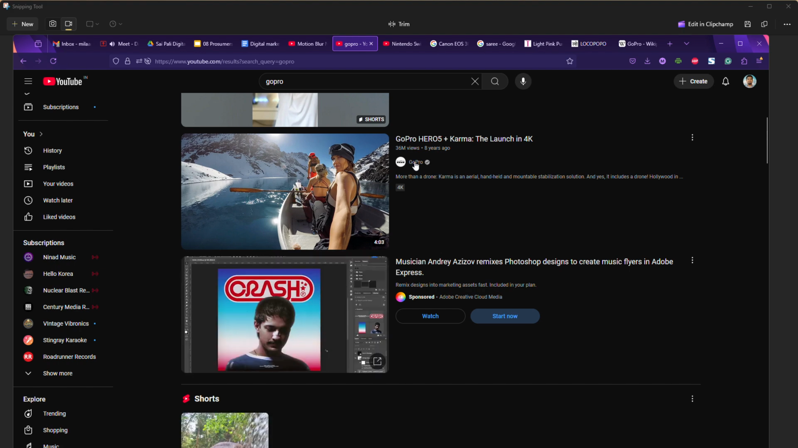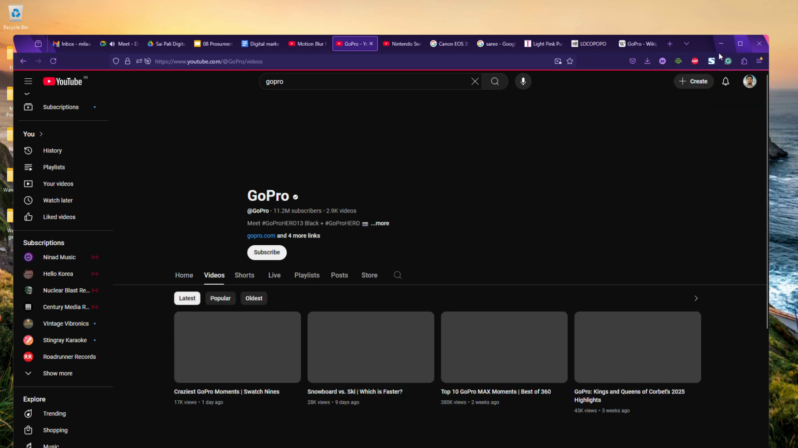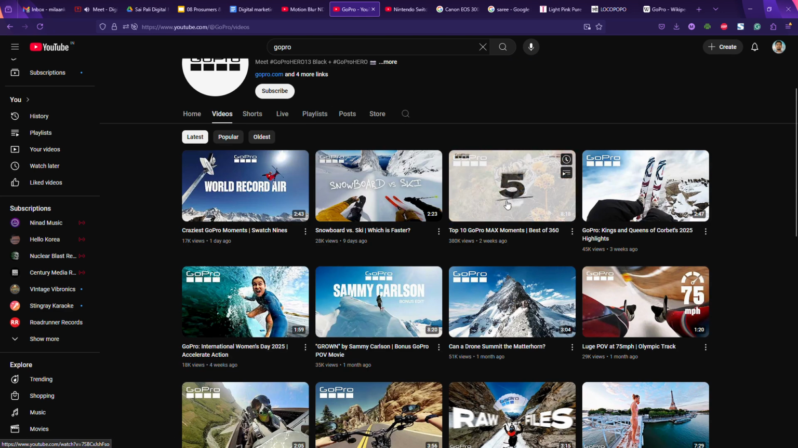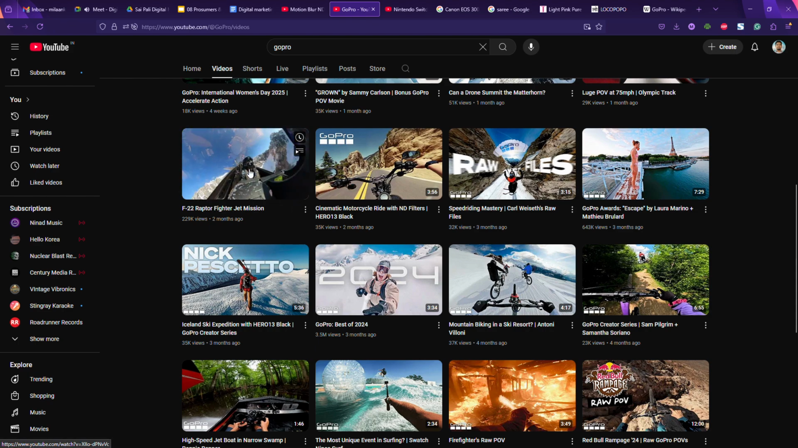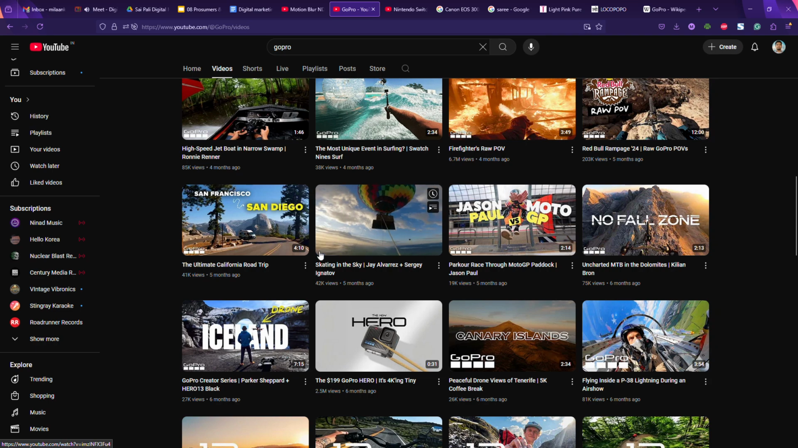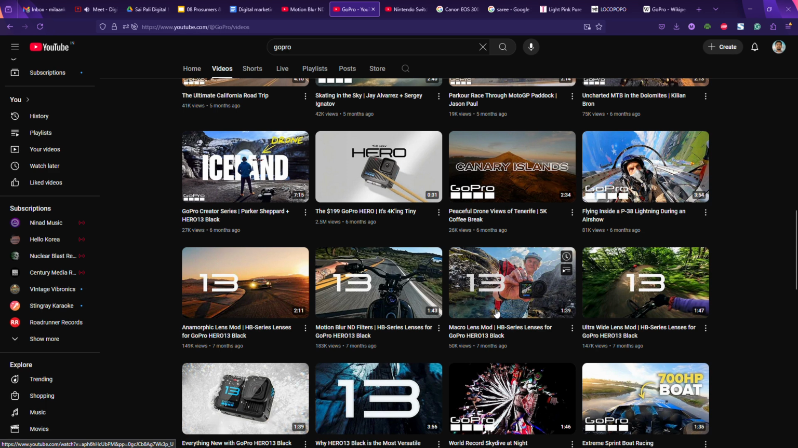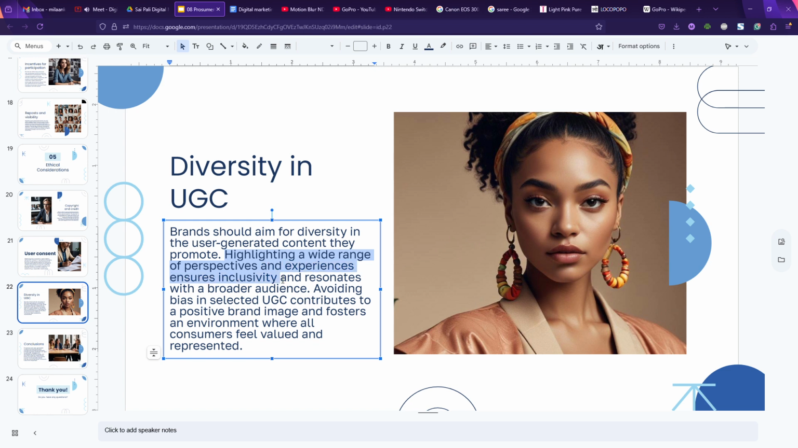So with diversity, I also mean a diversity of terrains. It's jungle, ice, air, water, everywhere. Even in jet fighter planes. Then GoPros are there in space also. People use it skating in the sky, and there are a lot of different terrains. So they have to add that diversity quotient also. They have to be all inclusive brands, even regarding racial discrimination. So highlighting a wide range of perspectives and experiences ensures inclusivity and resonates with the broader audience.